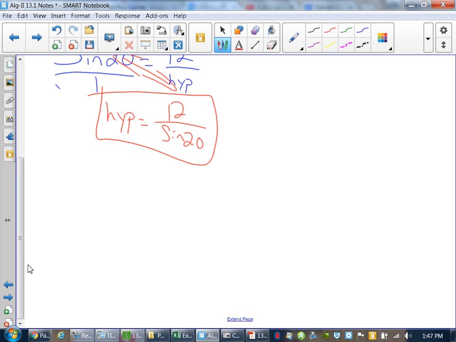Huh. Is this bouncing the wrong way? Sine 30 is pi over 6, sine 60 is pi over 3. Oh, you know what? I wonder if you have it.